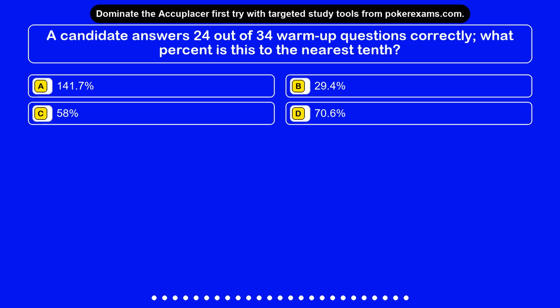Question 4. A candidate answers 24 out of 34 warm-up questions correctly. What percent is this to the nearest tenth? Option A, 141.7%. Option B, 29.4%. Option C, 58%. Option D, 70.6%.